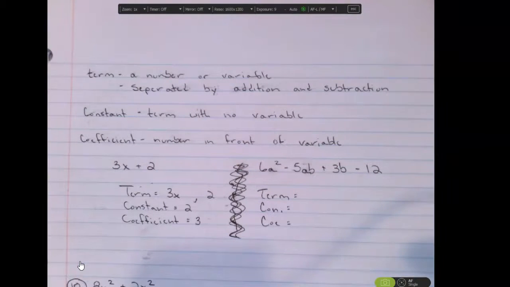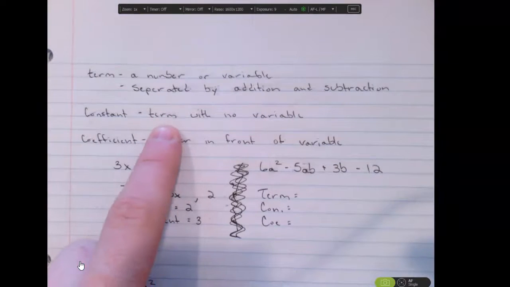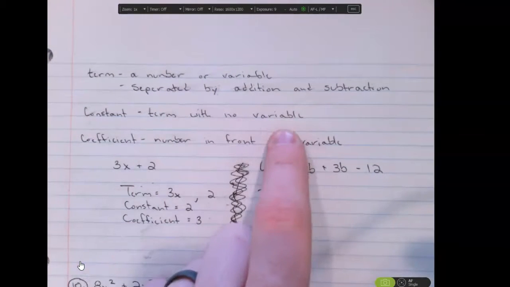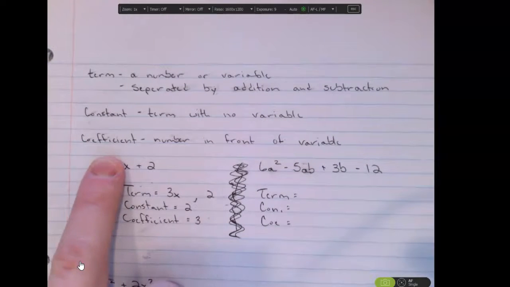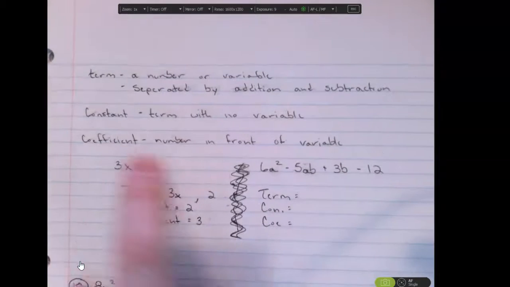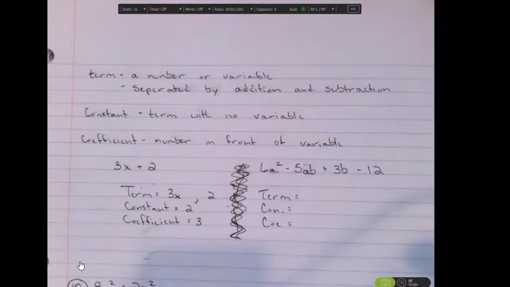We also have the word constant. A constant is a term that does not have a variable. And finally, we have coefficient. And the simplest way to know what a coefficient is, it's the number that's in front of the variable.